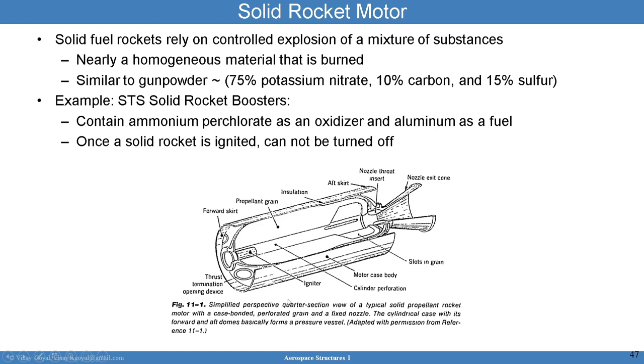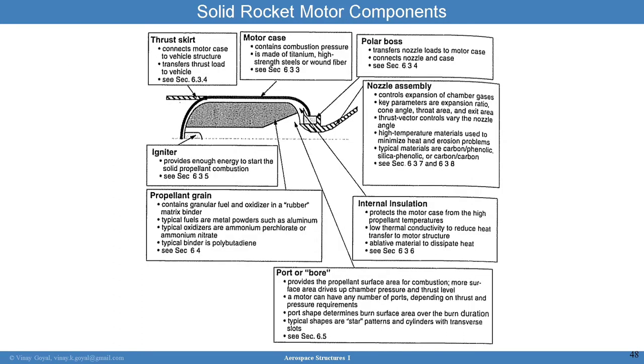So I invite you to pause the video and read this caption and memorize the different components of a rocket motor. So let's look at a different picture, and that came from a book. You have the thrust skirt, and this connects the motor case to the vehicle structure. In this case, it could be the main core vehicle.